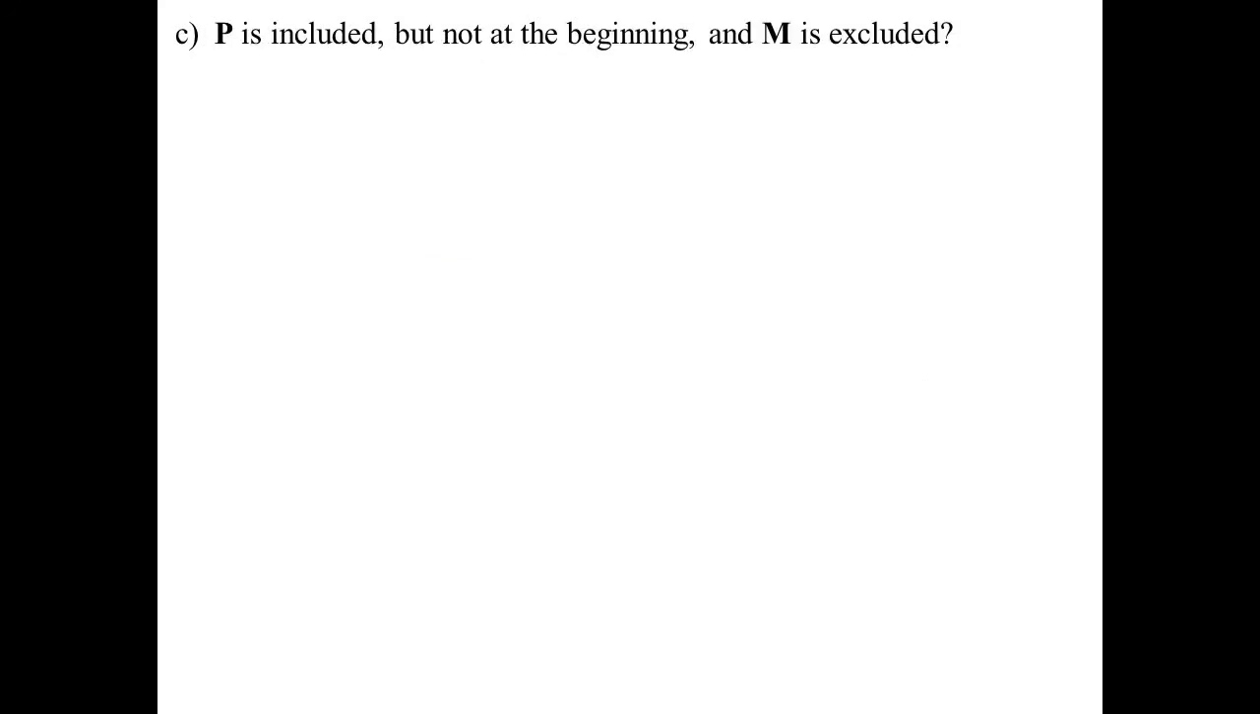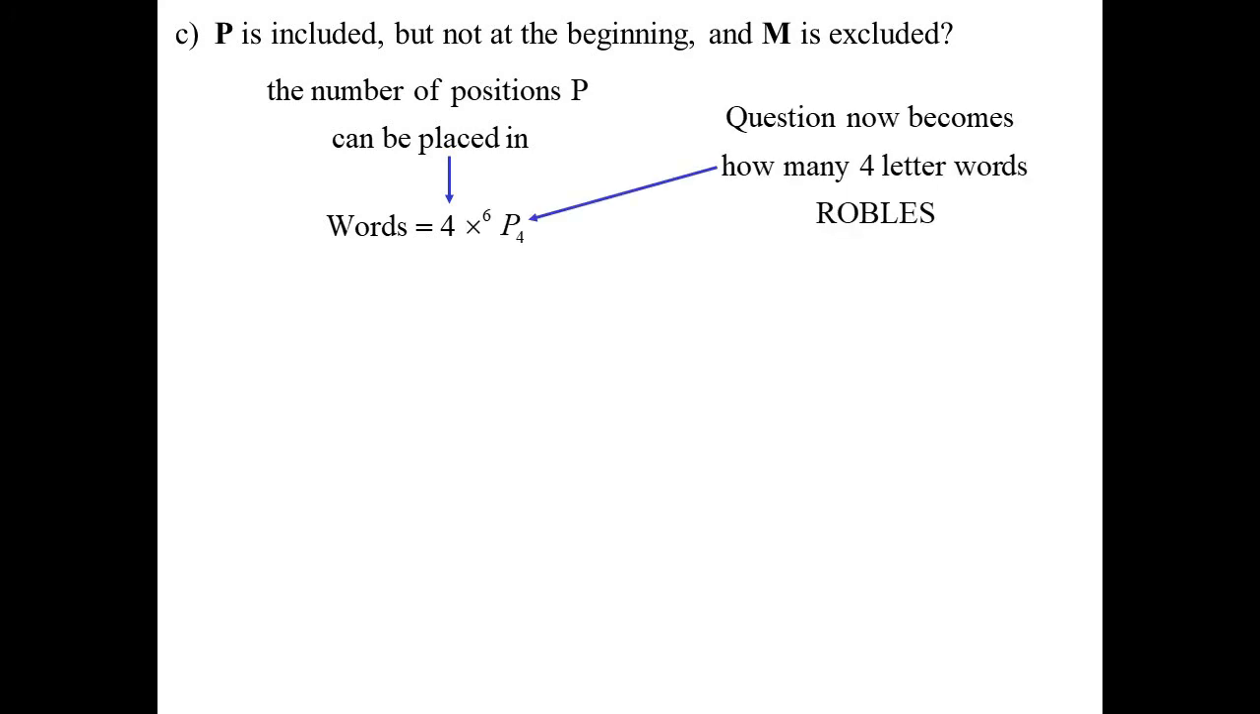Now, let's mix it up a bit more. This time, P has to be in the word, but not at the beginning. And no, we don't like M today. We're not going to use M. M's excluded all up. Look after the condition first. P is included. So this time I'm going to place P, but there's only 4 spots I can put it. I can't put it in the first spot. So there's 4 places I can put the P. Now the other letters. 6P4. M is excluded. So now I'm making 4-letter words out of robbles. So 6P4. And that all works out to be 1,440.